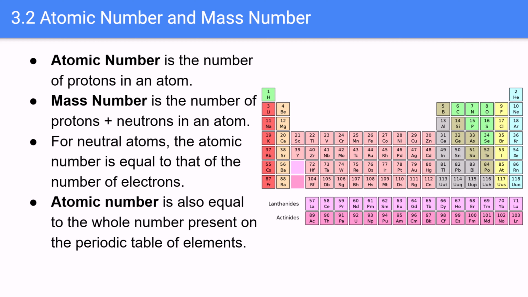For neutral atoms, the atomic number is equal to the number of electrons. Remember, the atomic number is equal to the number of protons that are present in an atom. And because atoms are neutral, the number of electrons will be equal to the atomic number, hence the number of protons that are present. And again, just to reiterate, the atomic number is also equal to the whole number present on the periodic table of elements. So if I look at potassium, which is K, number 19 on the left-hand side here, that tells you that potassium has 19 protons that are found inside of the nucleus.